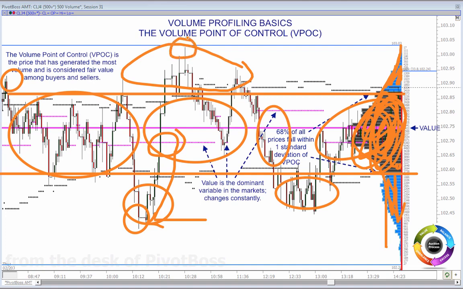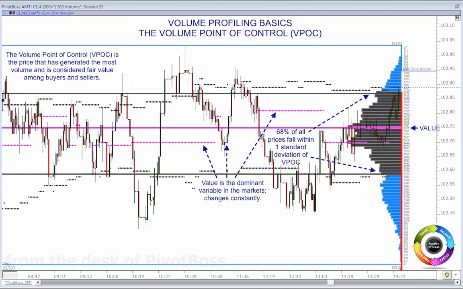If price steps outside of value, you sell that, because chances are it's going to return back to value. So that's the volume point of control. It's very, very important. It is a level that helps you identify value in any time frame, because remember, volume profiling can be used in any time frame on any type of chart, because the volume profile is created independent of time. Time does not matter when it comes to volume profiling.